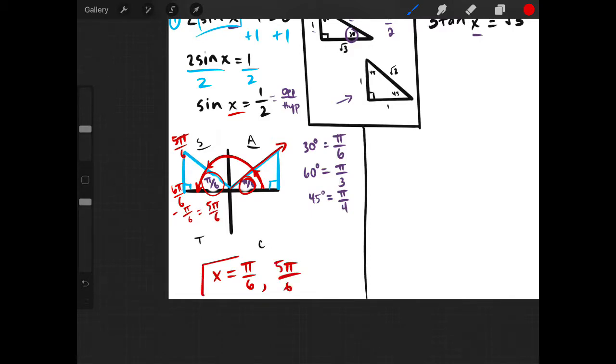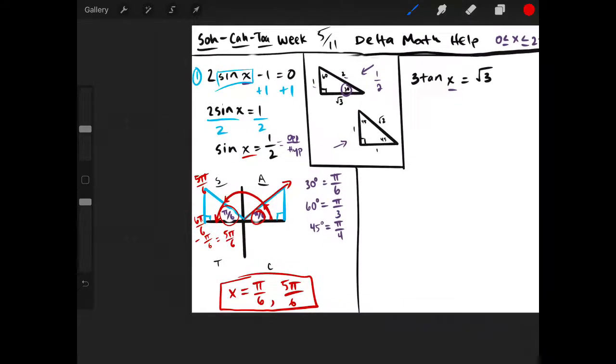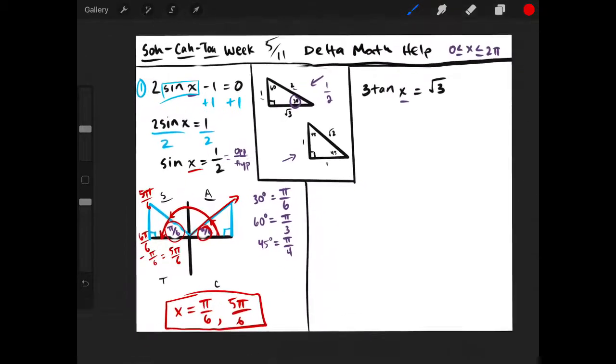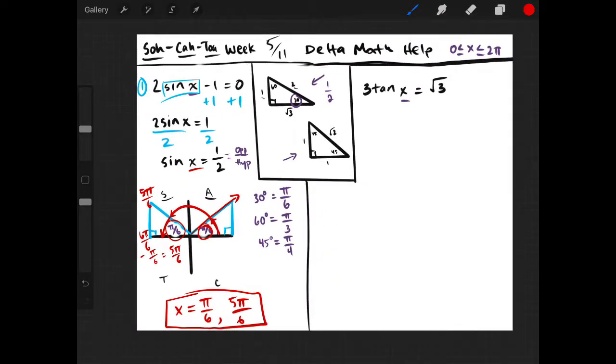So those would be the two angles that give you sine is equal to positive 1/2: pi over 6 and 5 pi over 6. Now, we're going to go through the process again over here for tangent. This is so you can see one that's not exactly the same, and so you can see a couple different examples.